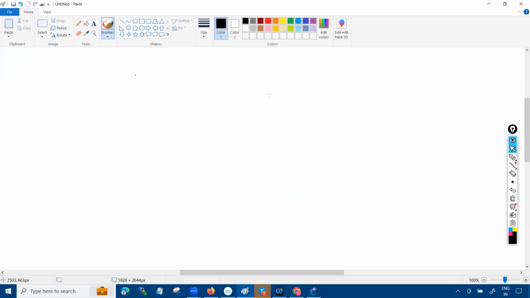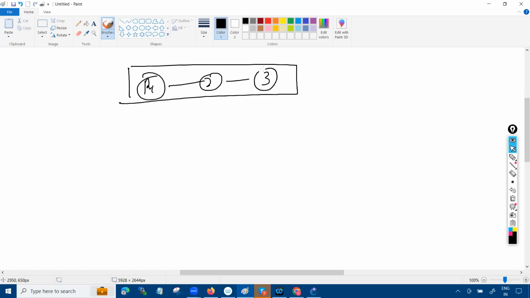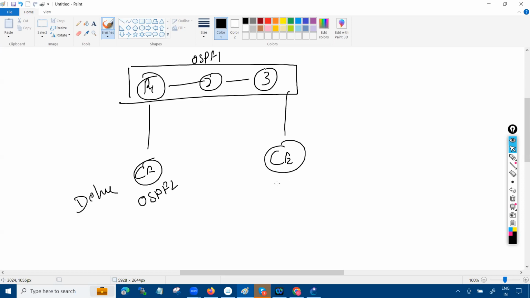Normally this is the service provider we have. The service provider has router 1, router 2 and router 3, right? The service provider is running OSPF process ID 1 right now. And this is a customer edge, and this is another customer edge we have, right? So the customer is running a different process ID. Maybe they are running OSPF number 2 at the Delhi location, and this one is running OSPF number 3 at the Bangalore location. But the service provider is running process ID 1, and they are running different process IDs. Still they can form the neighborship, still they can form the neighborship.